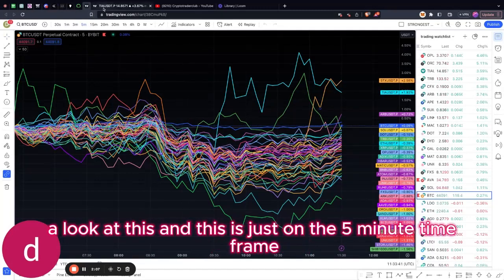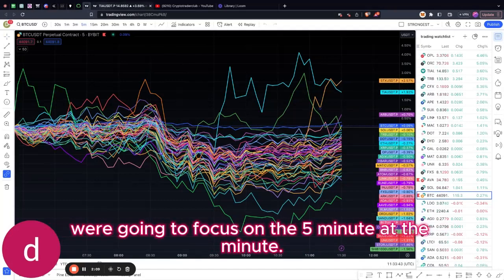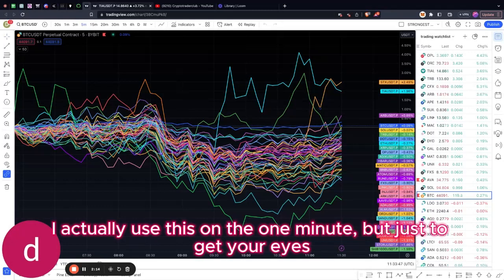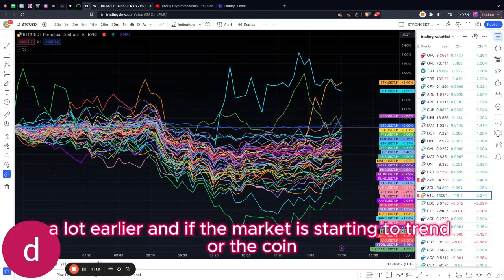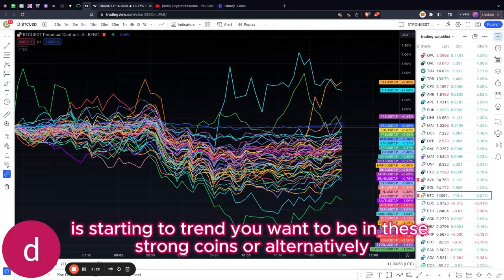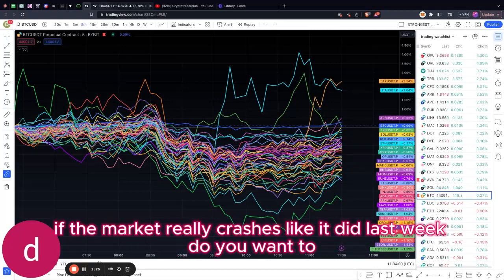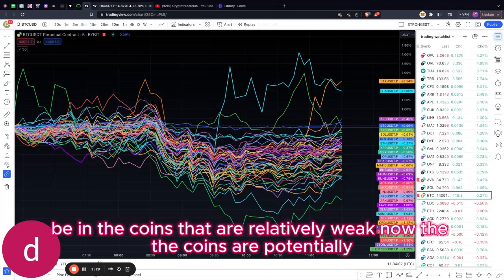Now let's have a look at this. This is just on the 5-minute time frame, and we're going to focus on the 5-minute. At the minute, I actually use this on the 1-minute, but just to get your eyes used to this, the 1-minute basically allows you to get into plays a lot earlier. If the market or the coin is starting to trend, you want to be in these strong coins. Alternatively, if the market really crashes like it did last week, do you want to be in the coins that are relatively weak?